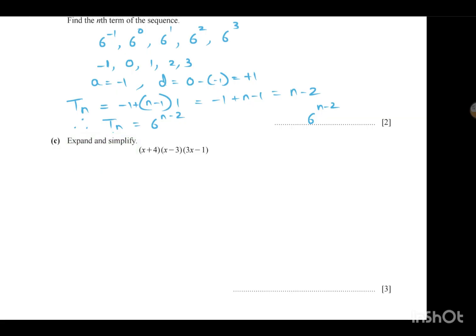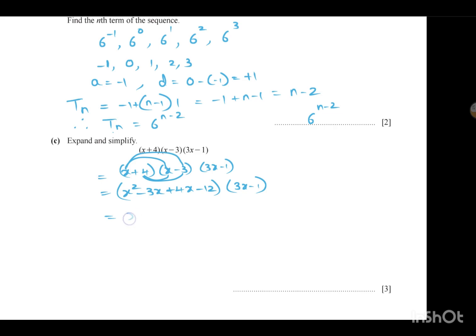Expand and simplify. X plus 4 into x minus 3 into 3x minus 1. First of all, multiply these two expressions with each other. So x into x is x square. X into minus 3 is minus 3x. I am multiplying x with x and with minus 3. So x square minus 3x. Then 4 with x, 4 with minus 3 will be plus 4x minus 12. Put the bracket and 3x minus 1 as it is.